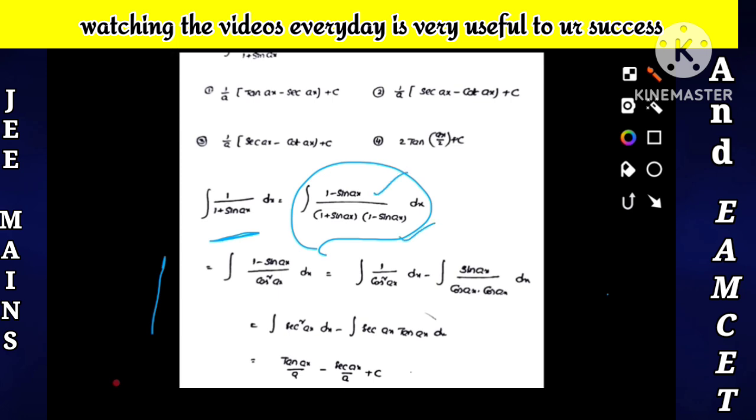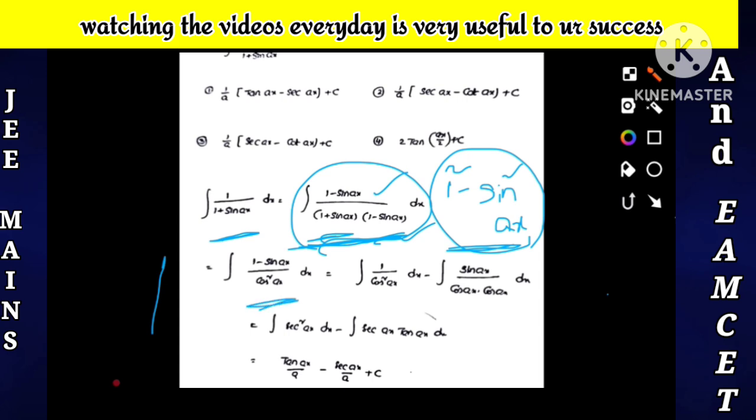Okay, so this is equal to 1 minus sin ax by 1 plus sin ax into 1 minus sin ax, which is in the form of a plus b into a minus b. That is a square minus b square, which equals 1 square minus sin square ax. But 1 minus sin square theta is equal to cos square theta, that is, 1 minus sin square ax is equal to cos square ax.